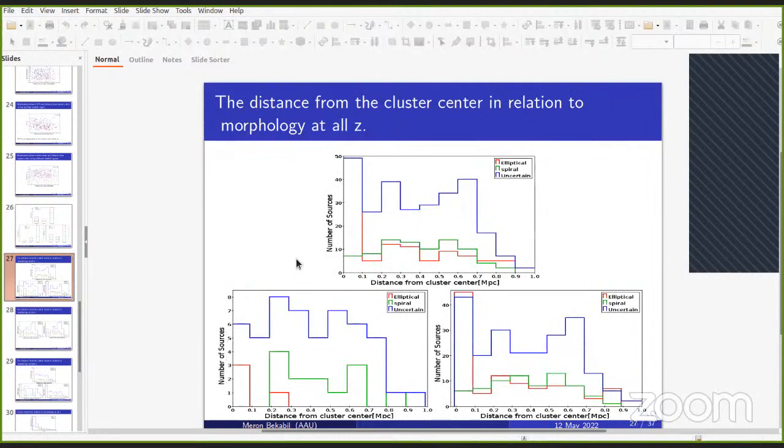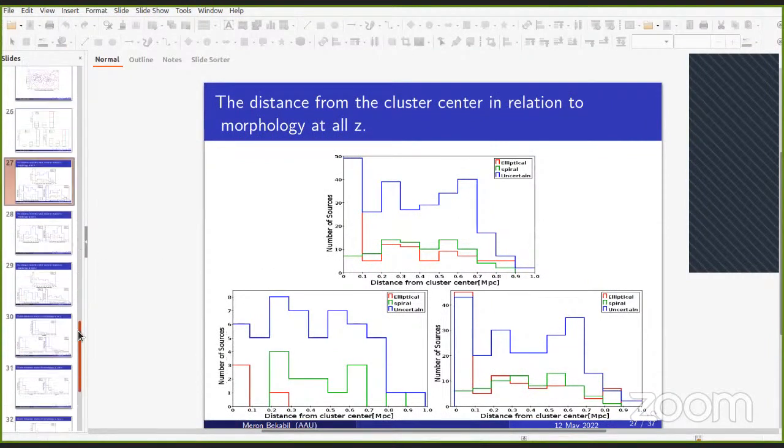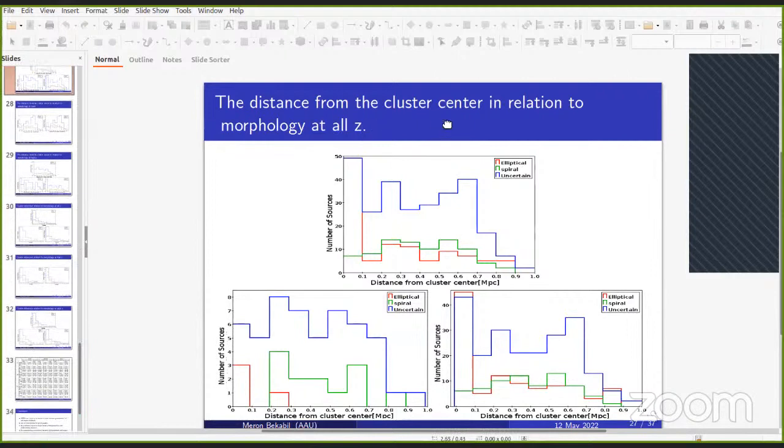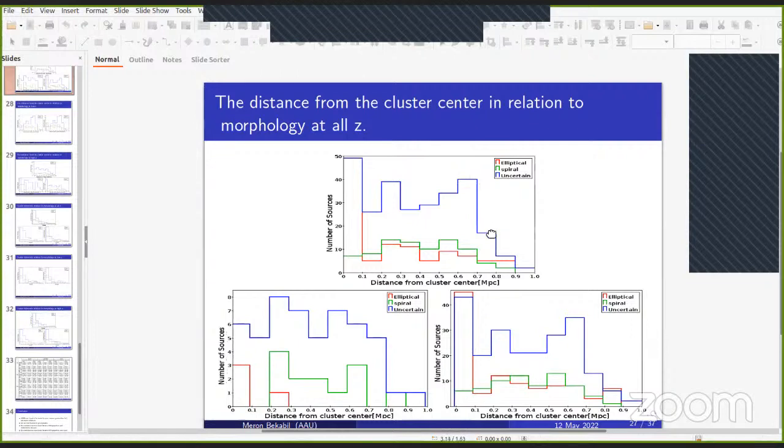Then we try to see the relationship between the distance from the cluster center and the morphology of the elliptical, spiral, and uncertain galaxies. Basically, most of them are uncertain galaxies. The number of elliptical galaxies is a little bit higher, and they tend to be closer to the centers. The spiral galaxies show little distribution over here. The green one shows the spirals. The uncertain is more, which means we lost many sources. So this is what we see.